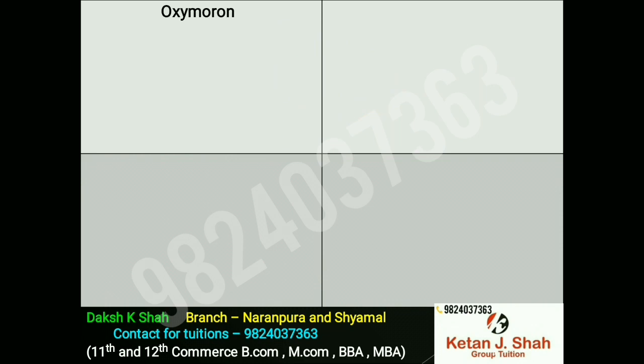First is oxymoron. We can divide this word into two parts, oxy and moron. Oxy means opposite and moron means words. It means that oxymoron figure of speech is a sentence in which opposite words are given like open close, near far, etc. So that sentence is oxymoron.